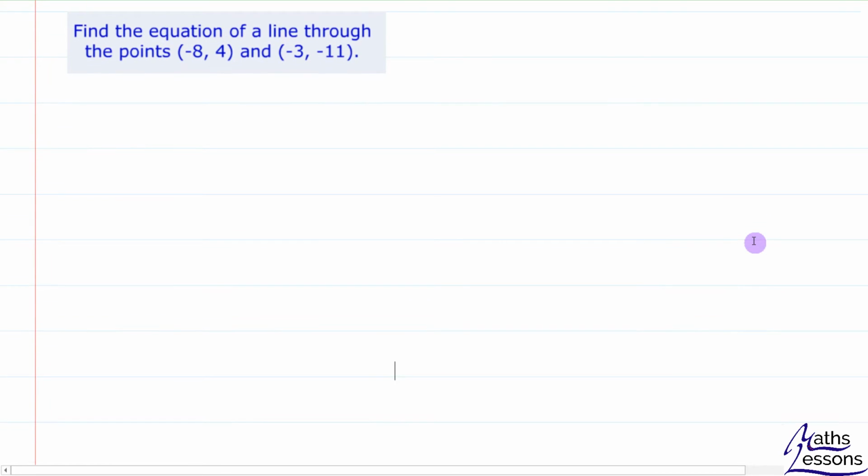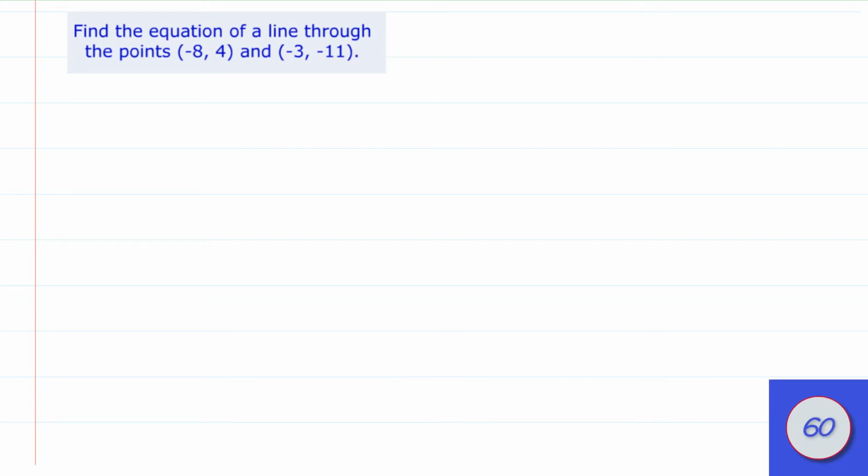Here's one where you've got to find the gradient first. So let's see if you can polish this off in 60 seconds as well.